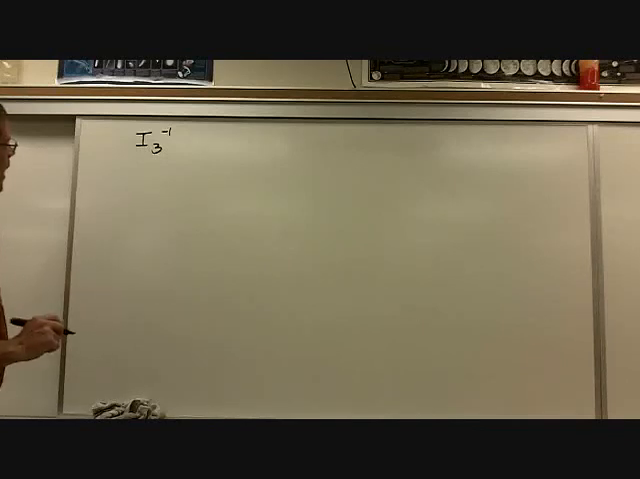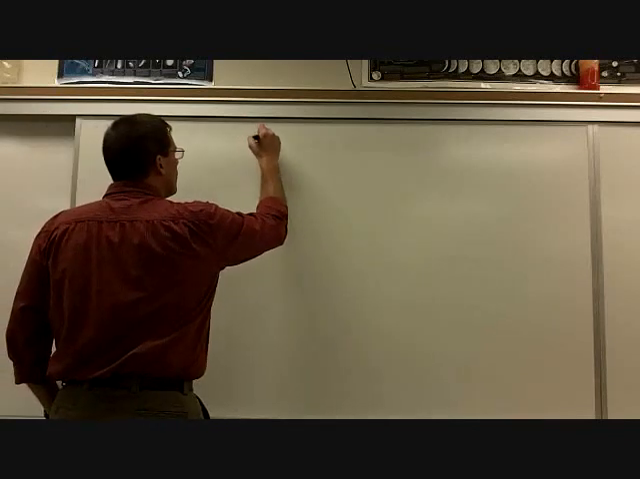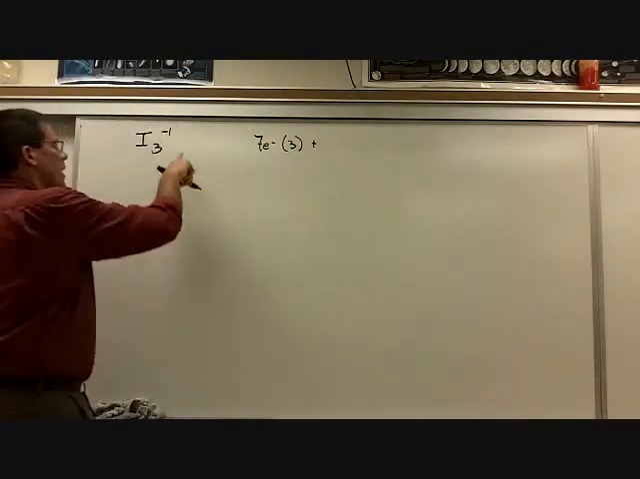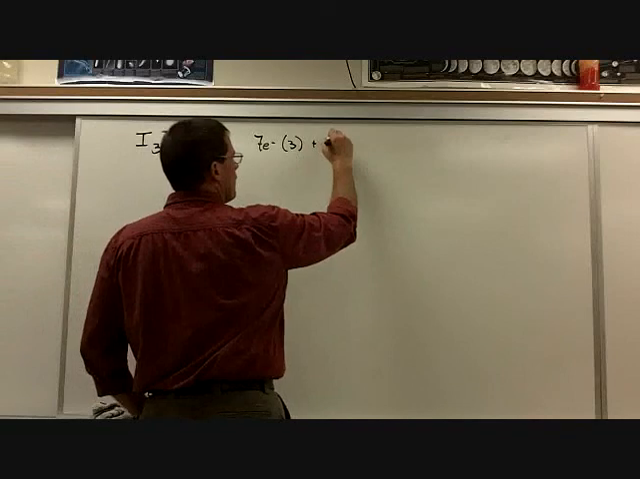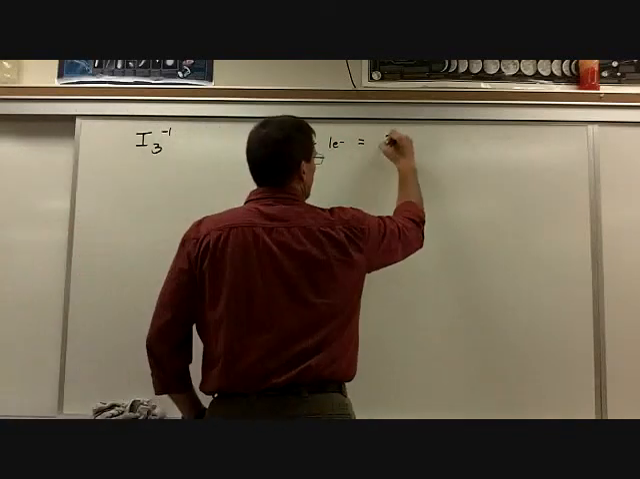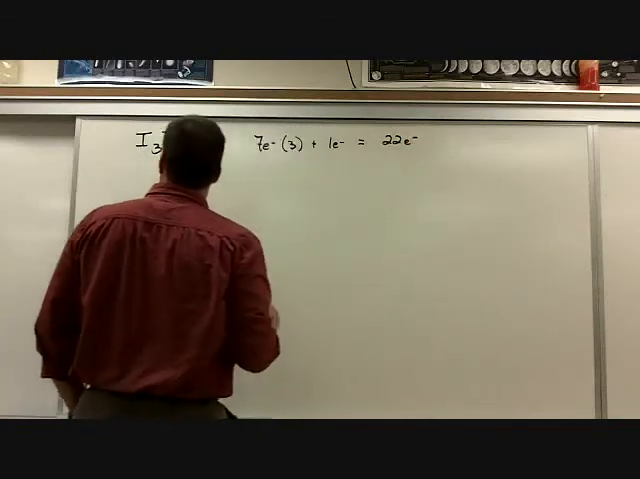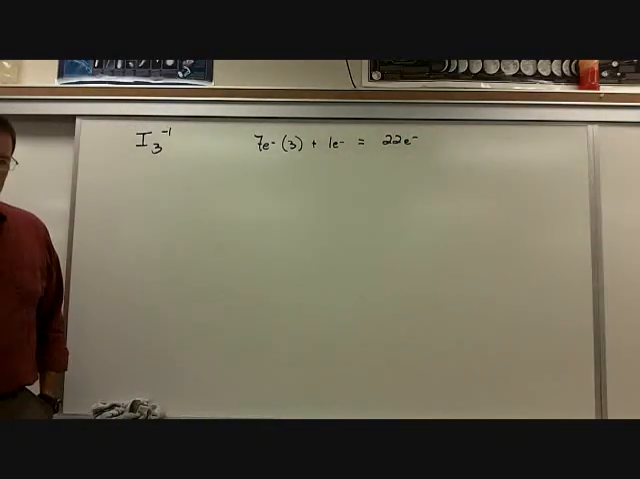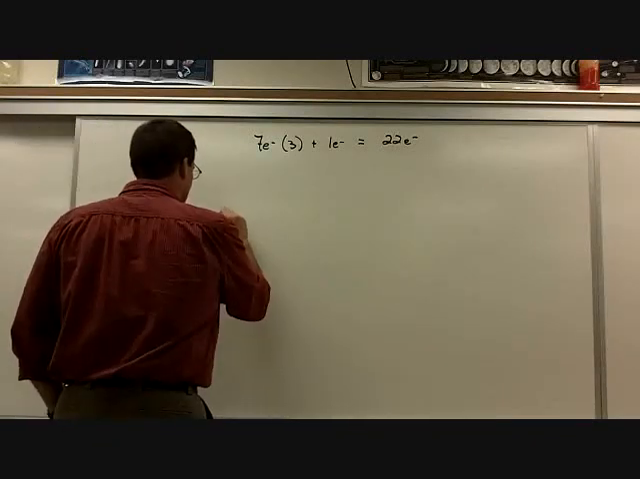Let's see here. So iodine brings how many? 7, and we have 3 of those. And then we add 1 more electron, right? So how many is that? 22. Okay. We have 3 iodines. Who's the central atom? Iodine. Duh.